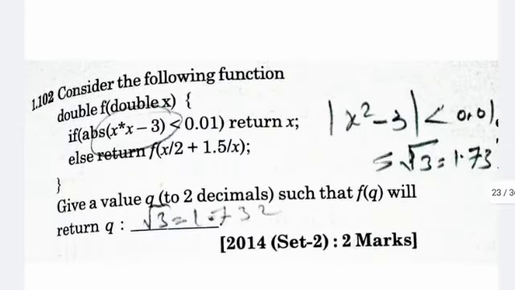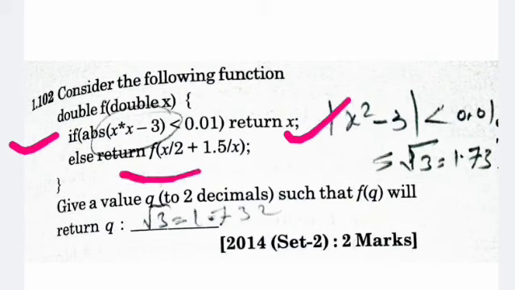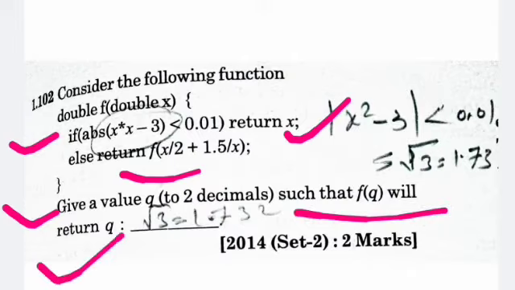Consider the following function. Here the function f is given, and the condition is: if the absolute value of x times x minus 3 is less than or equal to 0.01, return x, else return f(x/2 plus 1.5/x). Now give a value q to 2 decimal places such that the function f(q) will be written as q.